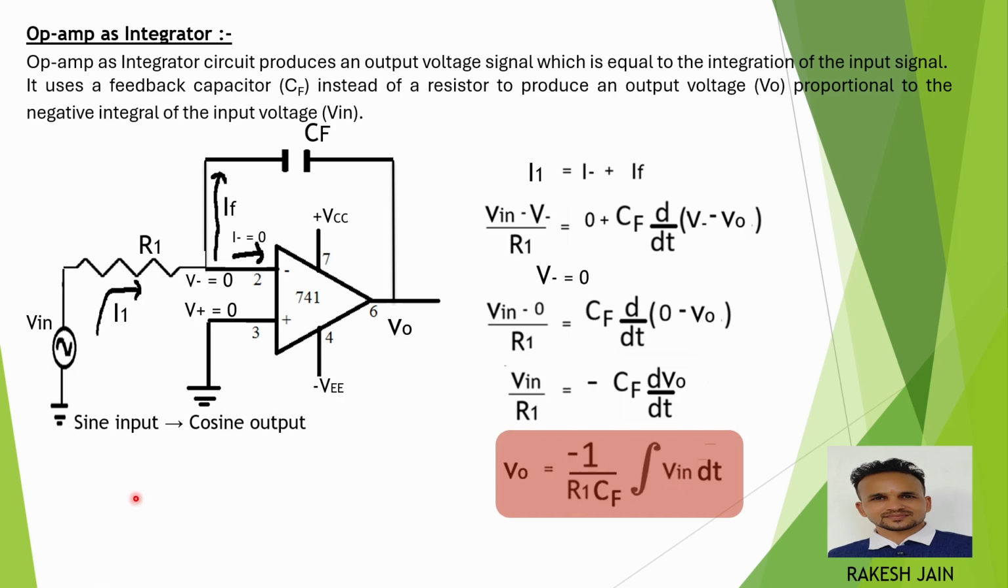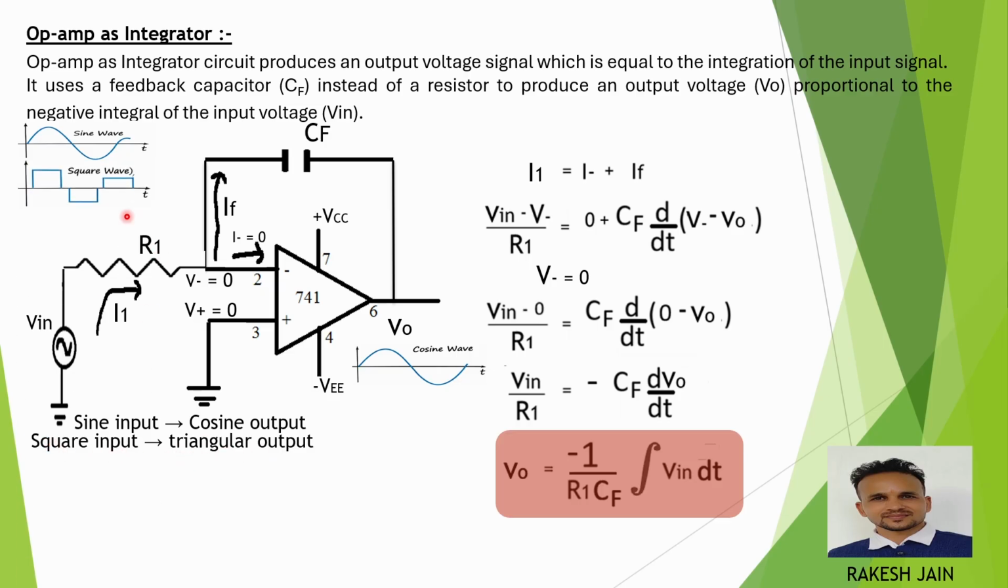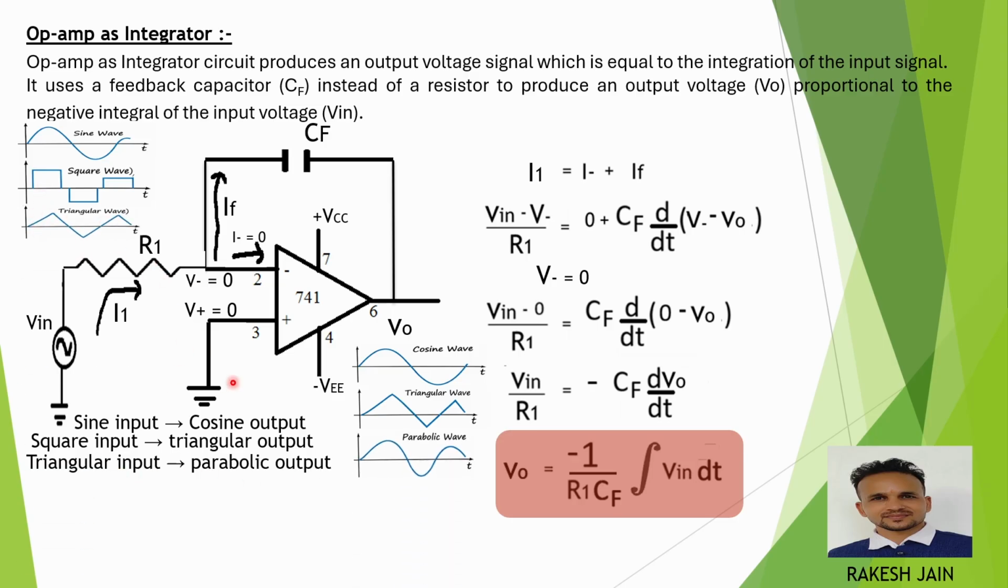Now see the different waveforms. If I provide a sine input, it will automatically generate a cosine output. Now, if I provide a square wave at the input side, it will generate a triangular shape at the output side. And if I provide a triangular input, then I will find a parabolic output. See the waveform, the output becomes a parabolic shape.